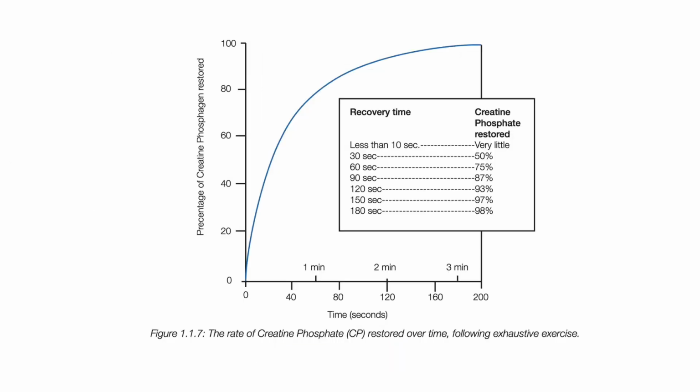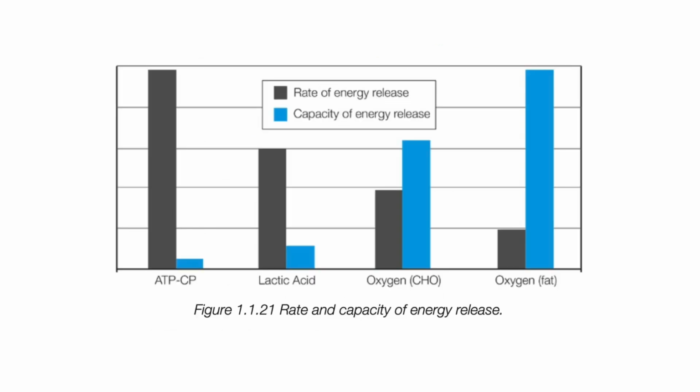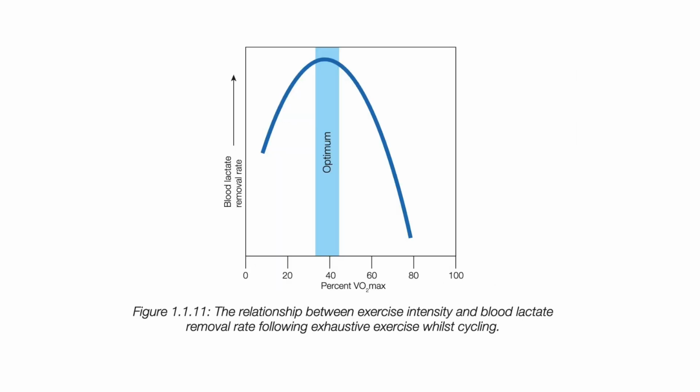Since there was no recovery, my ATP-CP system had no time to recover and the PC reserves were almost depleted. The lactic acid and aerobic systems became the primary suppliers, while the ATP-CP system contributed much less. Because I worked longer than Norman, I exceeded the lactate threshold and produced a large amount of lactic acid, preventing my body from performing at full capacity and limiting my performance.